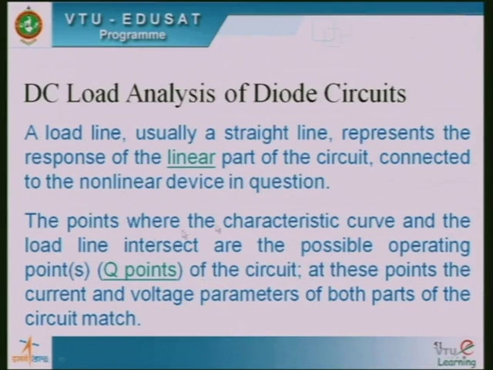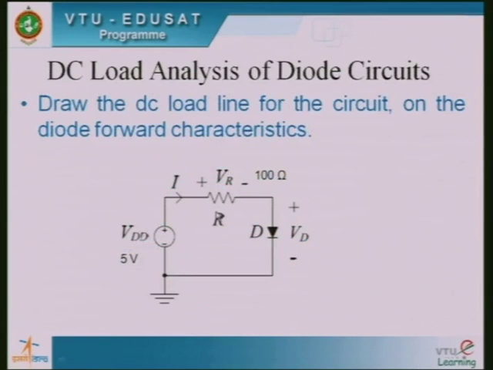This operating point is also called the Q point. What is the Q point? Q stands for quiescent point. Quiescent means silent, that is, it represents the absence of AC voltage. It only represents the DC conditions that exist in the diode circuit. Corresponding to the Q point, the conditions that exist, VD and ID, are the DC conditions existing in the diode circuit.